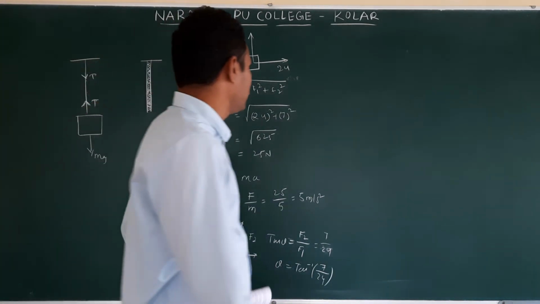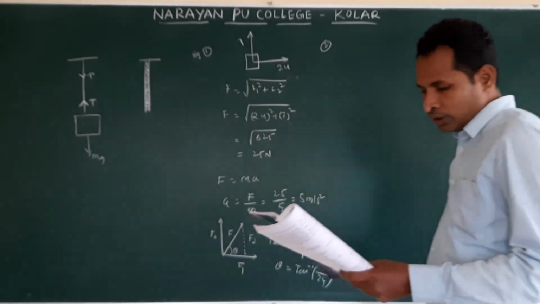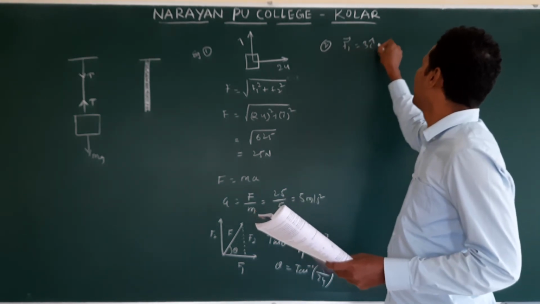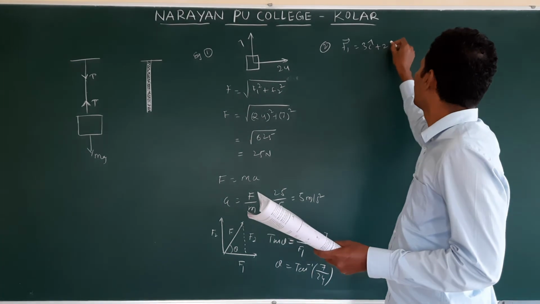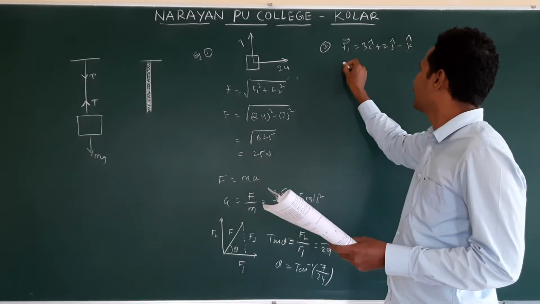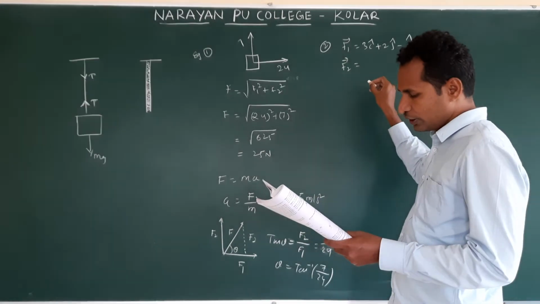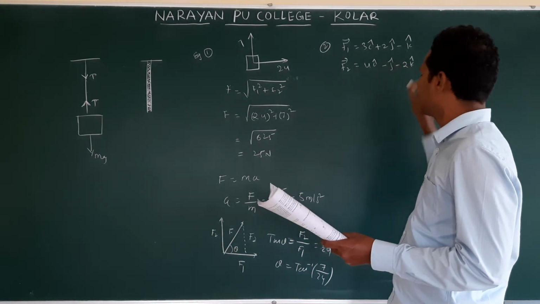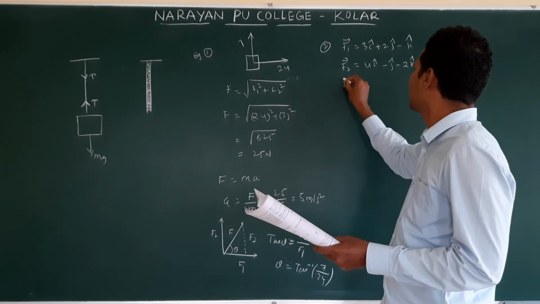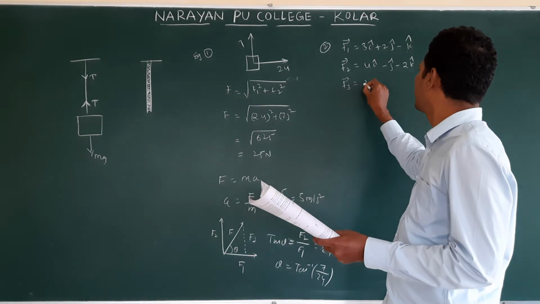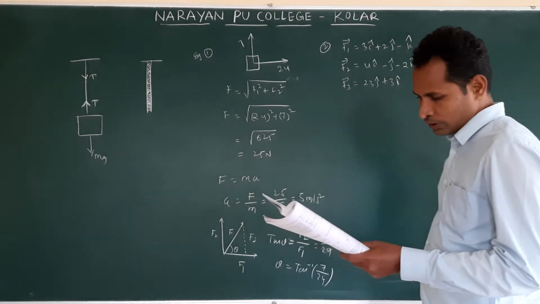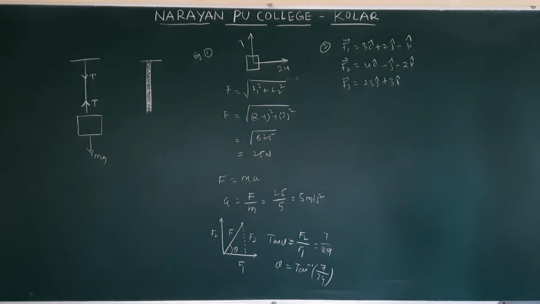Next, example 2, the important model. Three forces: F1 is equal to 3 i cap plus 2 j cap minus k cap. Then F2 is equal to 4 i cap minus j cap minus 2 k cap. Next F3 is equal to 23 j cap plus 3 k cap. These act on a block of mass 5 kg. Calculate the acceleration of the particle.